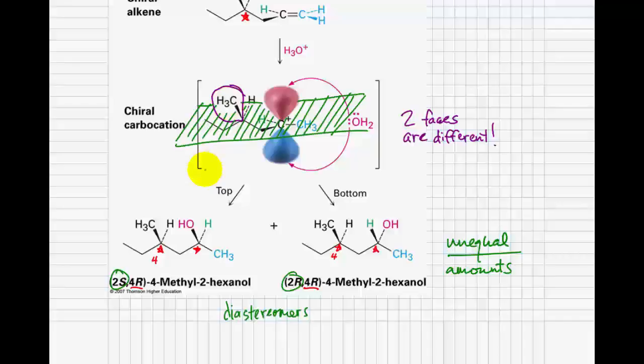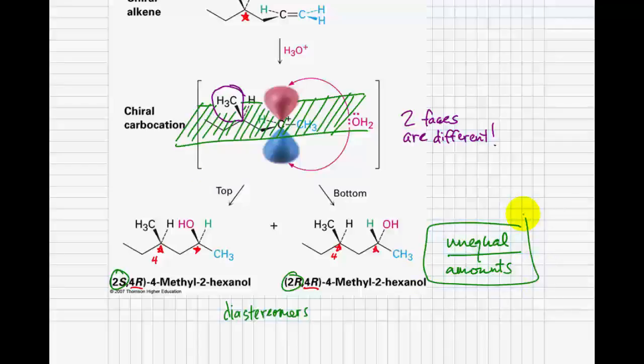It could be the case where it's a minor change and you get 51 and 49 or 50.1 and 49.9 or something like that, but by necessity there has to be a different amount of one than the other. Now, if the other chirality center is way on the other side of the molecule, you probably won't be able to measure the difference, but there is a difference. You will have unequal amounts of the two, and that's clearly very important to understand.